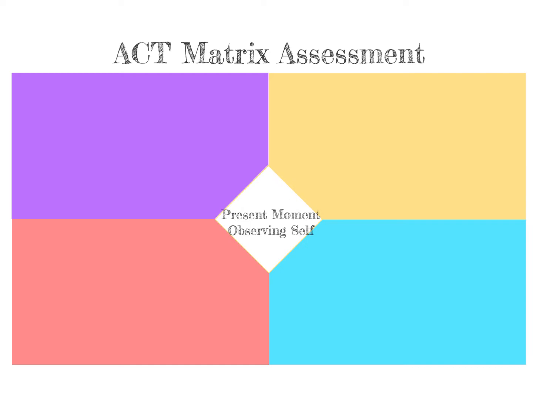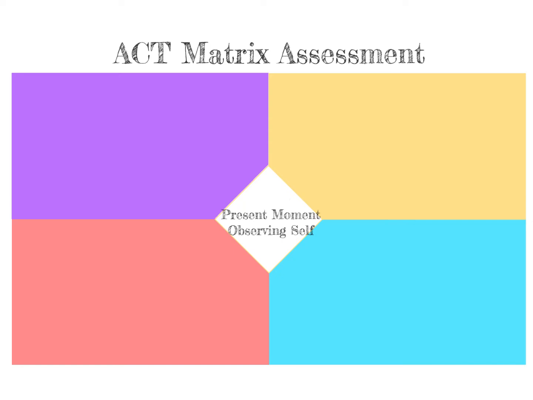Here I'm going to describe how to use the ACT Matrix to assess and frame the client issue. First off, to get started with the ACT Matrix assessment, what you're going to do is draw a box and divide it up into 4 quadrants. And you'll want to leave a space in the middle, whether it's a diamond, a circle, even another square, that's up to you. But definitely leave a space in the middle.